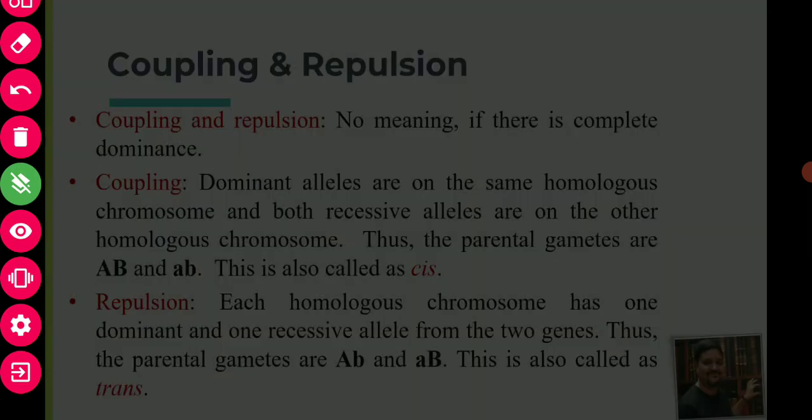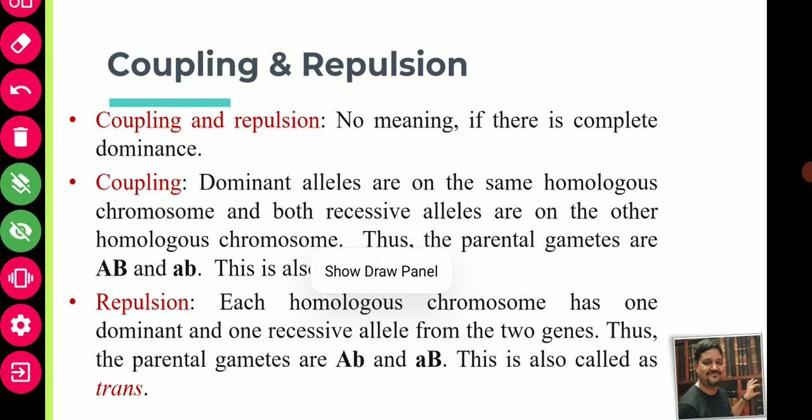Now we'll again see what this coupling and repulsion imply. It is opined that coupling and repulsion have no meaning if there is complete dominance, or you can say complete linkage. Coupling and repulsion have no meaning if there is complete linkage, or if there is no linkage, full crossing over, or genes are located on different chromosomes.